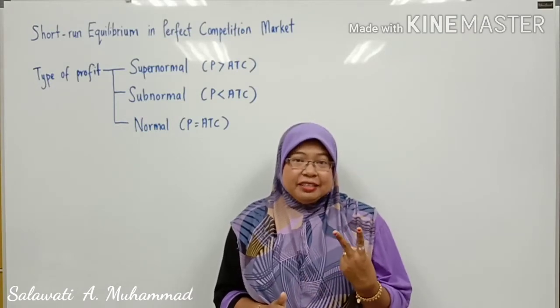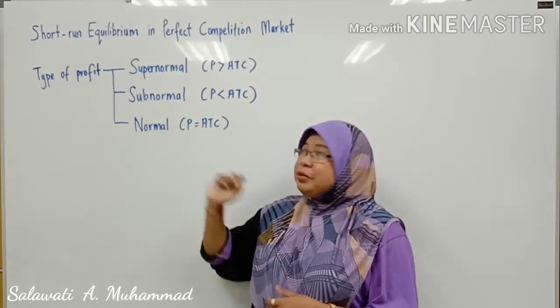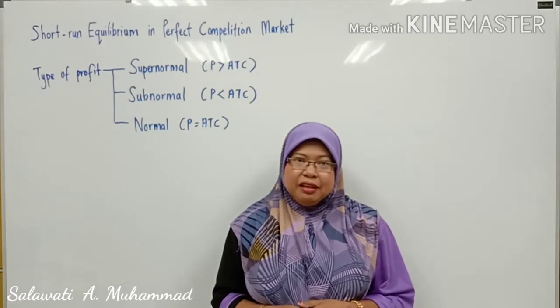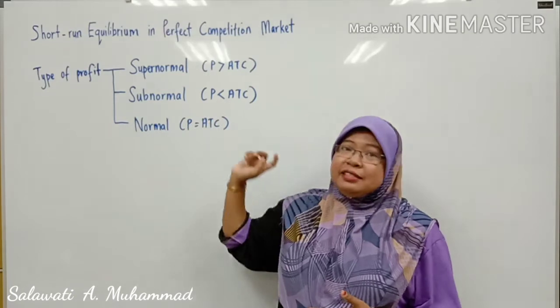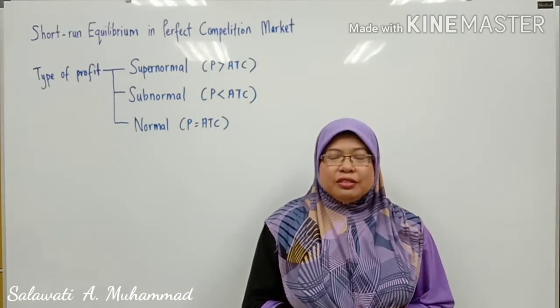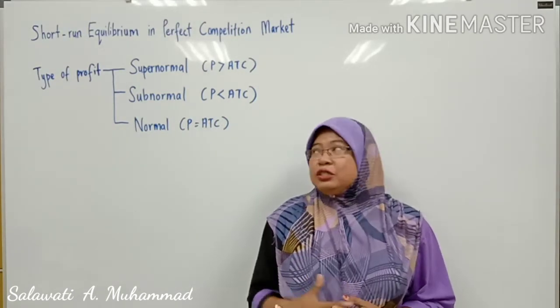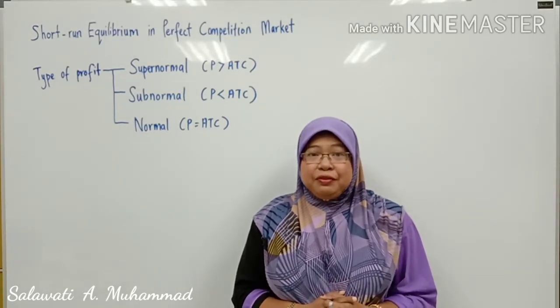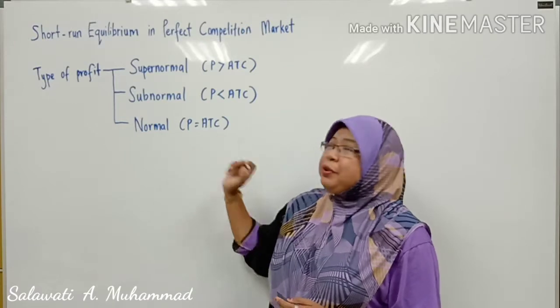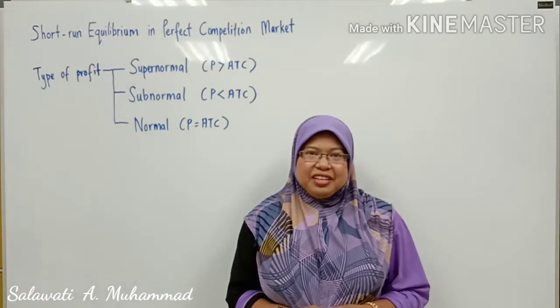The second type is subnormal profit, meaning loss. It happens when price is less than average total cost. The last one is normal profit, meaning break even. It happens when price equals average total cost.